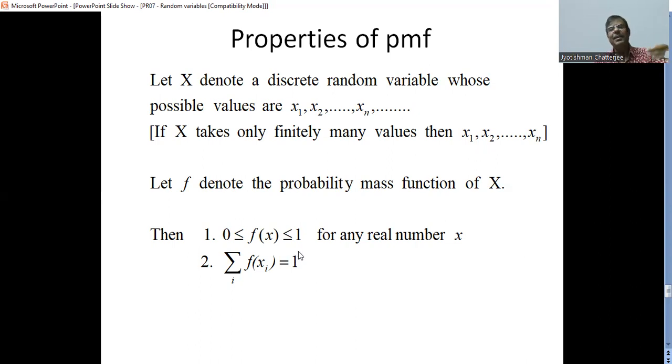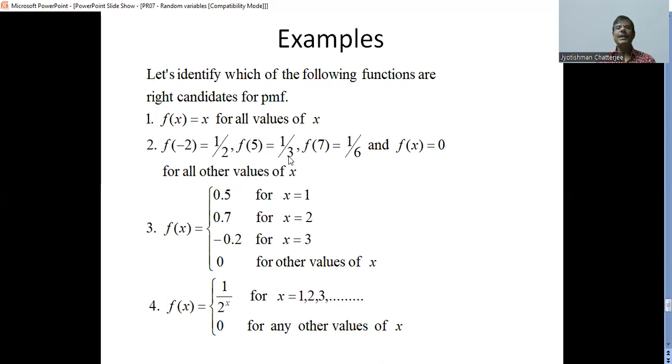Because although we don't know which random variable corresponds to this probability mass function, it's still a right candidate. So it's a right candidate for probability mass function in that case. Now let's identify among the following 4 functions which are right candidates for probability mass function.